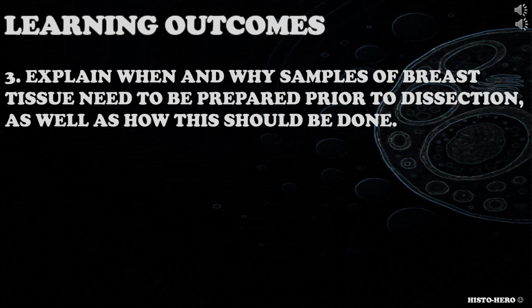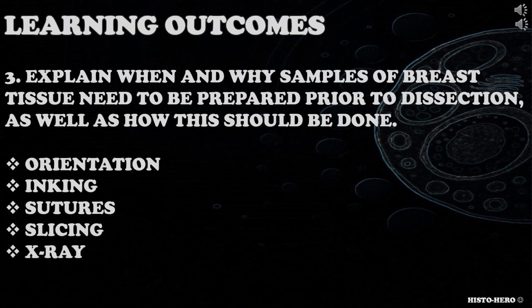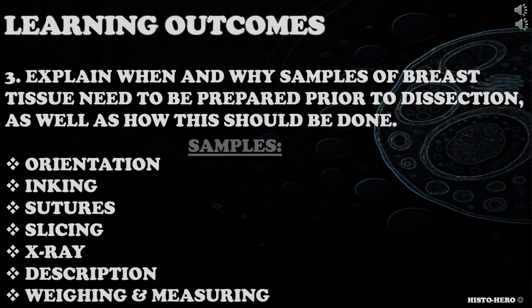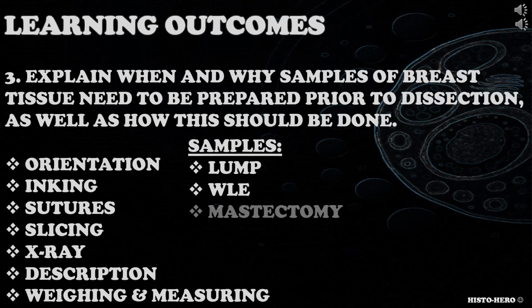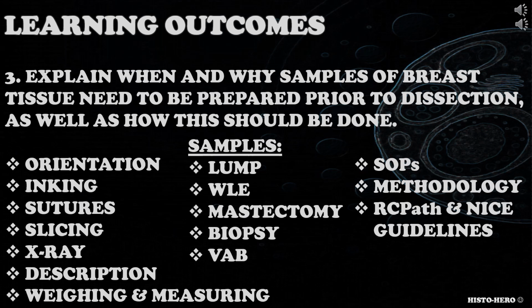Candidate could consider orientation, inking for margin identification, sutures like superior, inferior, medial, lateral, anterior and posterior for anatomical sample orientation, slicing the sample to improve fixation process, X-raying to identify presence of microcalcification or markers, sample description, weighing and measuring, different sample types like lumps, wide local excisions, or mastectomies, biopsies and VABs and their preparation differences. The steps might be specific to each department and sample type, therefore they could consider SOPs, methodology used or RCPath and NICE guidelines.